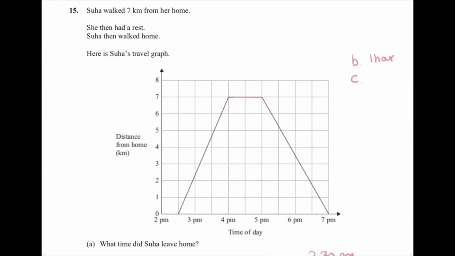For C, what time did she start to walk home? Well, we saw that when we were looking at our hour. That's 5 p.m. For D, we need to work out the total time that Suha was away from home. So she left home at 2:30 and she arrived back at 7. So if we add on 30 minutes, that's going to get us to 3 o'clock. And then to get from 3 o'clock to 7 o'clock, we have to add on 4 hours. So in total, we've got 4.5 hours.